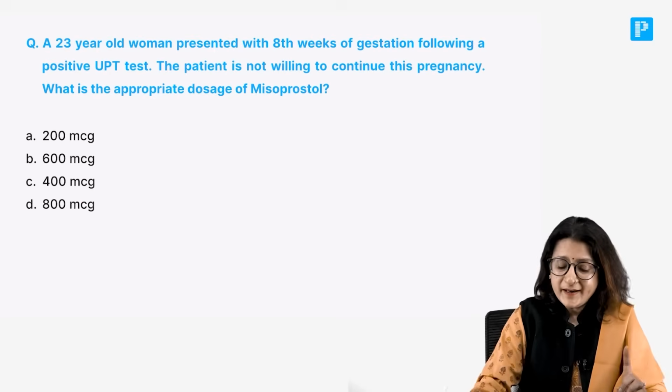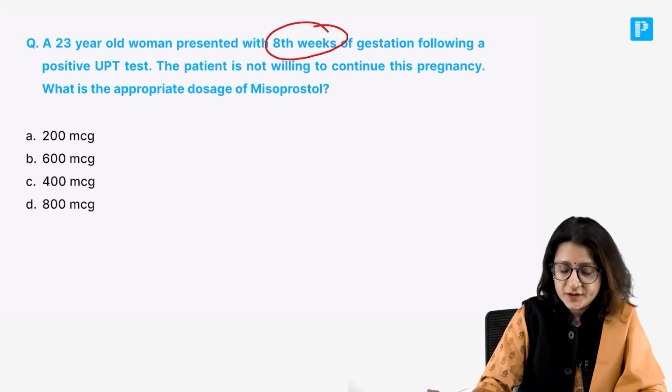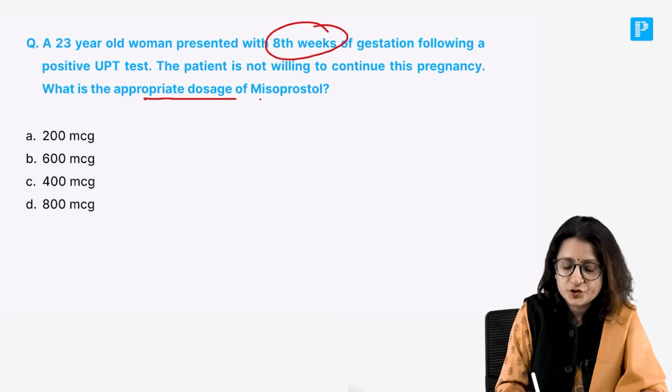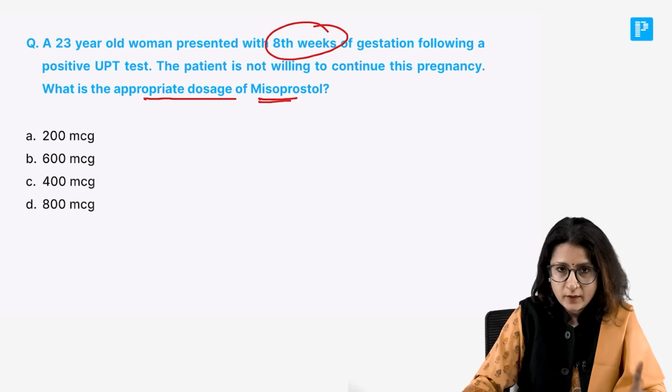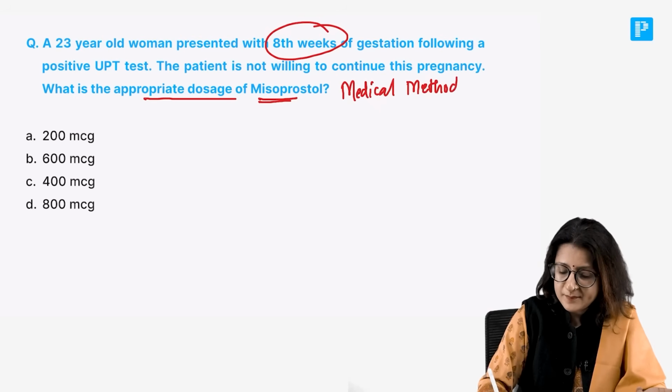All right. A 23-year-old woman presents with 8 weeks of gestation following a positive UPT. She is not willing to continue the pregnancy. What is the appropriate dosage of misoprostol? They've asked this question again and again. They're asking about the medical method of MTP.